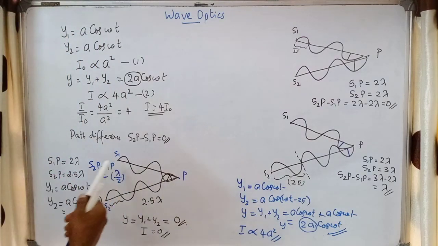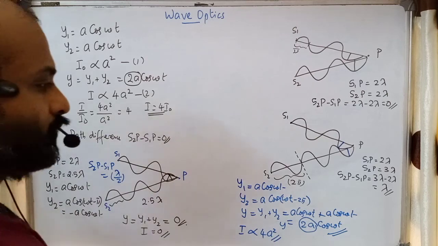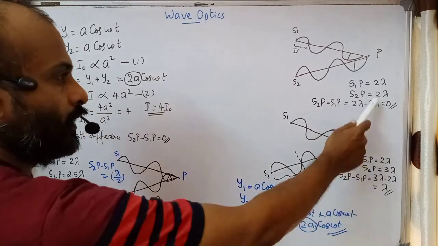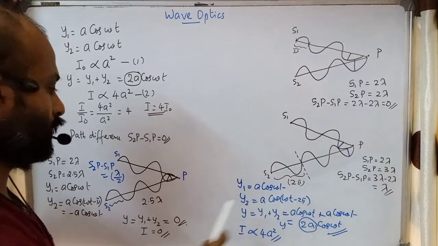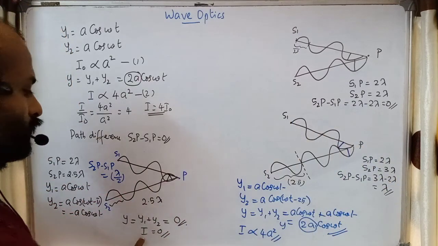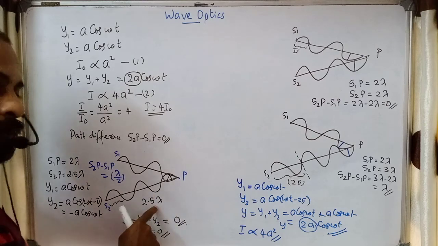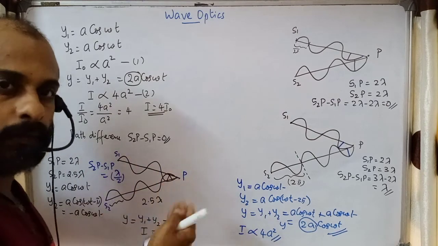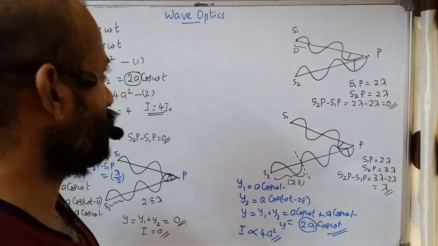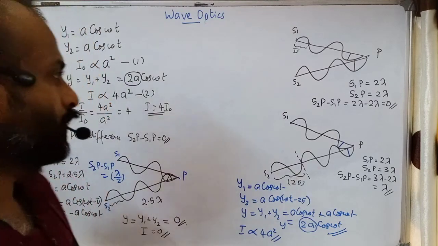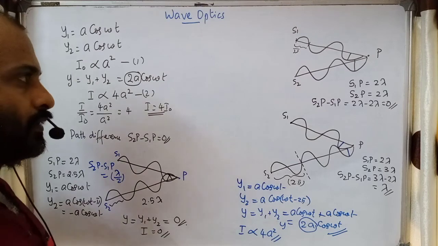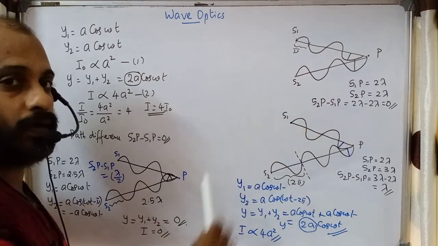Okay, so this is the condition for constructive or destructive interference. For constructive interference, path difference should be 0, lambda, 2 lambda, like that. For destructive interference, path difference will have a value lambda by 2, 3 lambda by 2, 5 lambda by 2, etc. Okay, so that's about constructive and destructive interference with the help of equations, with the displacement relation.